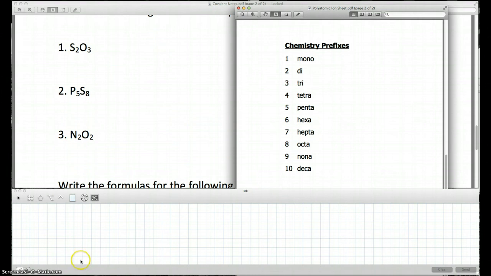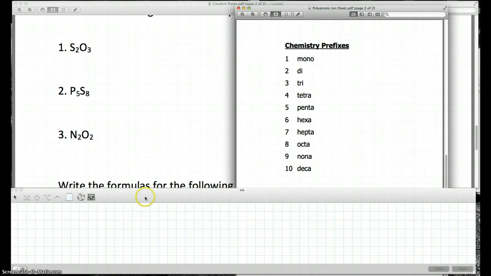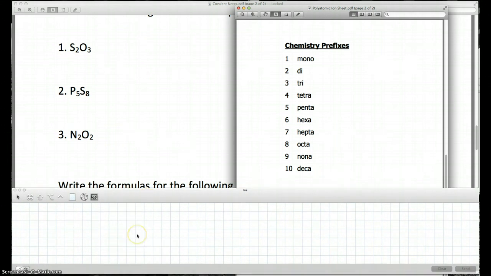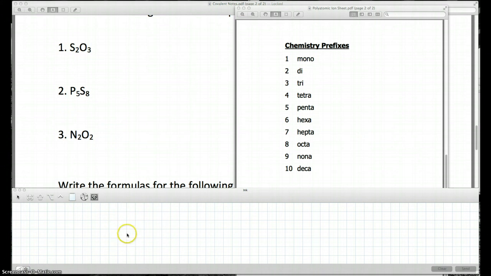S2O3 is sulfur and oxygen. So how many sulfurs do I have? I have 2, and the prefix for 2 is di. So S2O3, the name of that would be disulfur. And there's 3 oxygens, so tri is the prefix for 3 right up here. Trioxide.